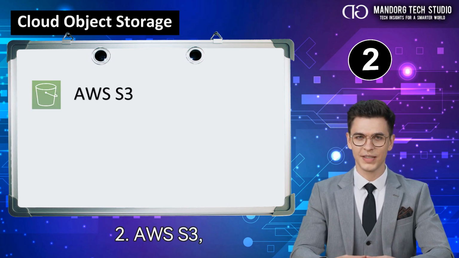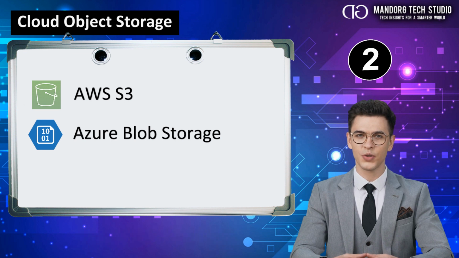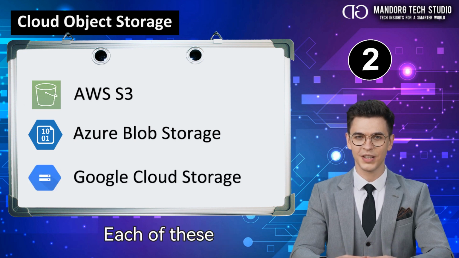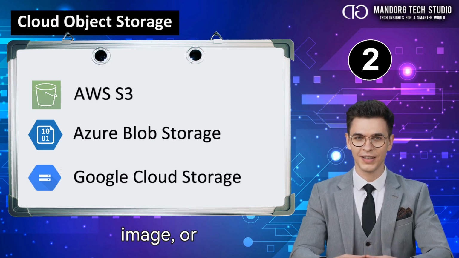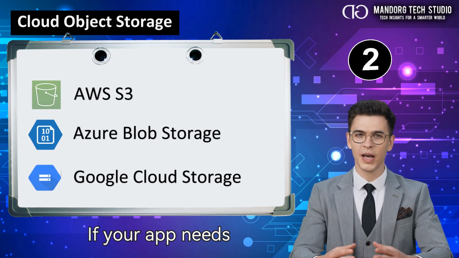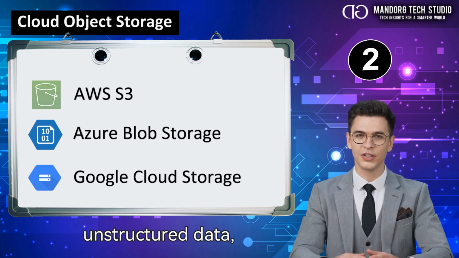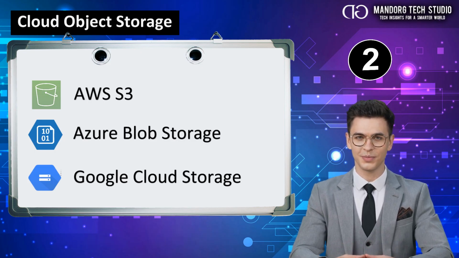2. AWS S3, Azure Blob Storage, Google Cloud Storage. Each of these services provides scalable object storage, perfect for storing any type of data, whether it's a video, image, or document. If your app needs to store large amounts of unstructured data, these services are for you.